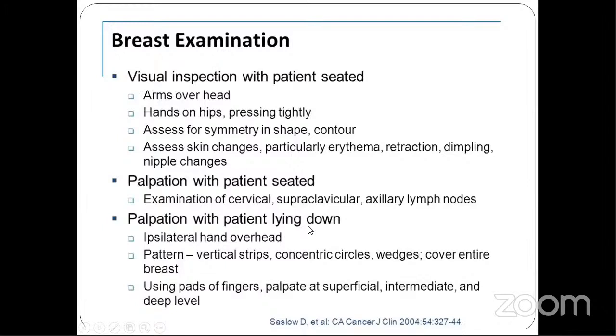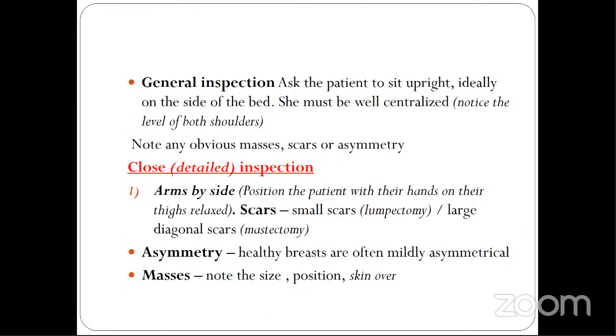Then the patient will be lying down, with the hand overhead, as we said. I'll do vertical strips, circles, and wedges to examine the entire breast. Then we'll use the pads of the fingers and palpate at superficial and intermediate levels, as we said, three levels of palpation. We'll go into some details about examination.